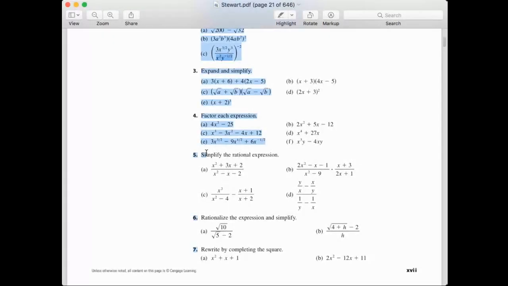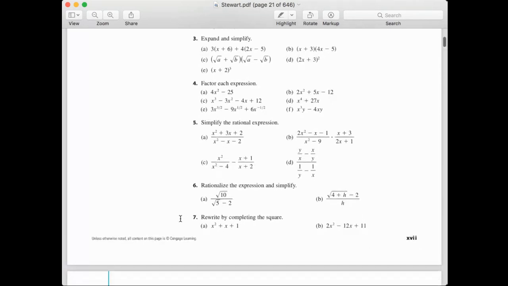And number five, simplify this because each one is a rational expression, right? Because we see x in the denominator. How do we simplify it? We want to factor the numerator, and factor the denominator to see if they have common factors. Okay, go through this.